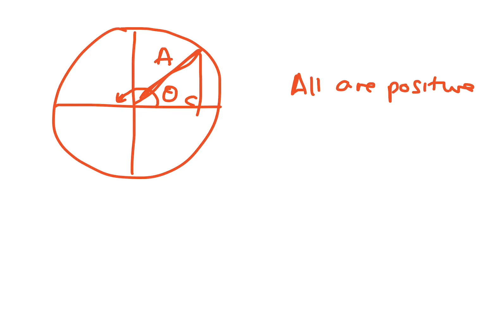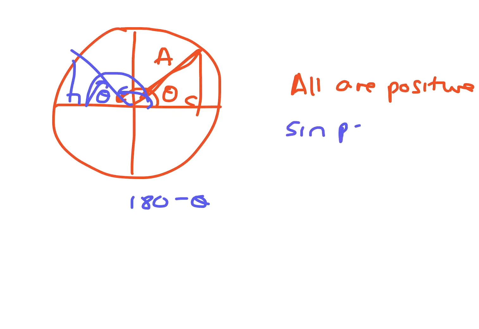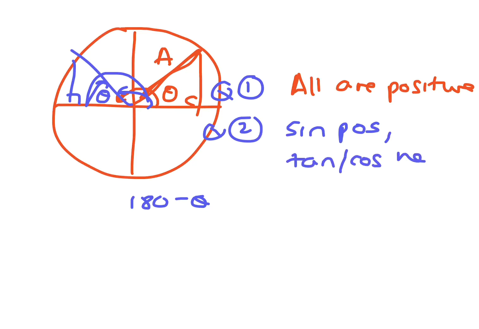If we go to quadrant 2, and we come around here, the little acute angle's there, but to get to that angle, it's 180 minus theta in quadrant 2. There's 180 round to there minus theta. In that quadrant, sine is positive. So in quadrant 1, they're all positive. In quadrant 2, sine is positive, but tan and cos are both negative. So sine only is positive. So this is quadrant 1, 2.